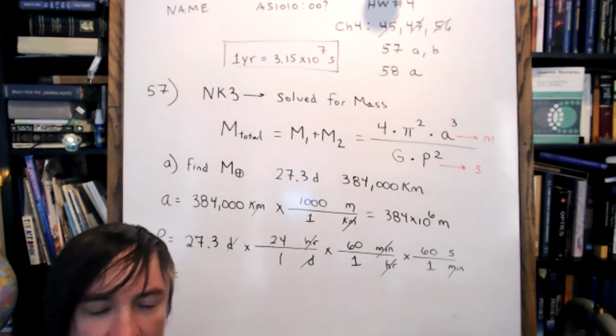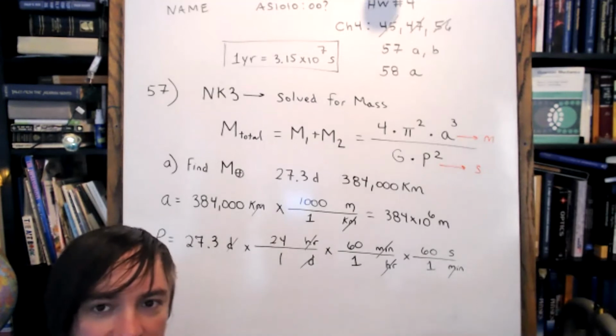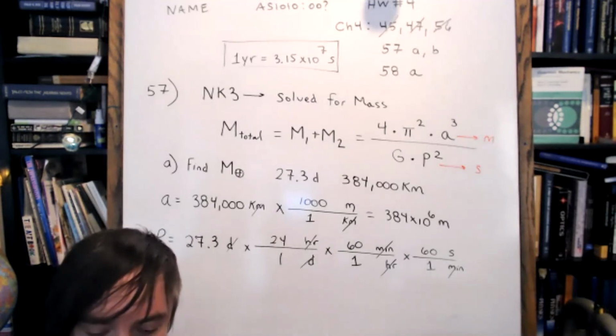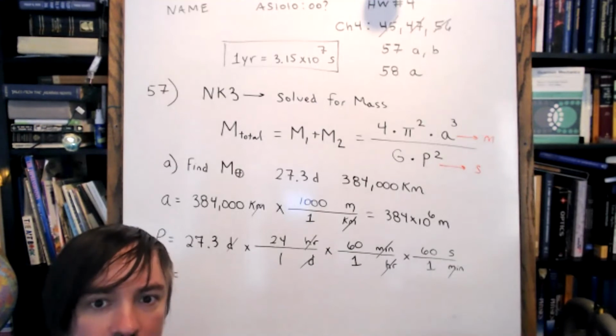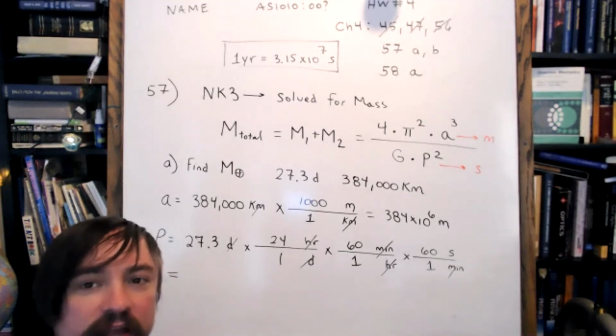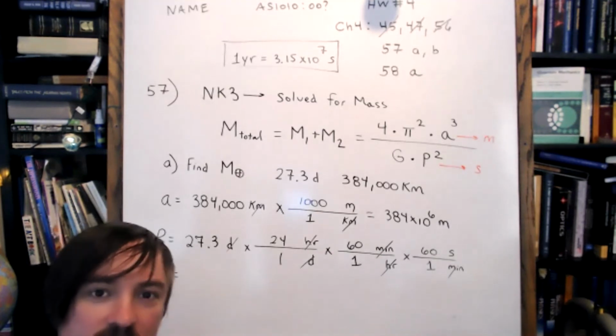2,358,720. That's a little too many sig figs, and I want it in scientific notation. I want you to round to 3 sig figs, and I want it in scientific notation. 27.3 times 24 times 60. I'm not complaining that your answer was wrong, Kim. I'm saying that you said it to me. Oh, okay. Sorry.